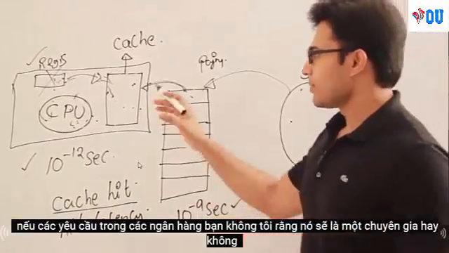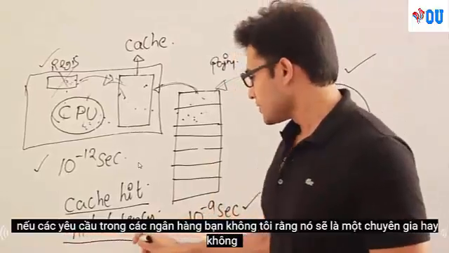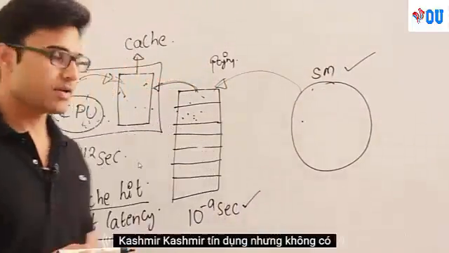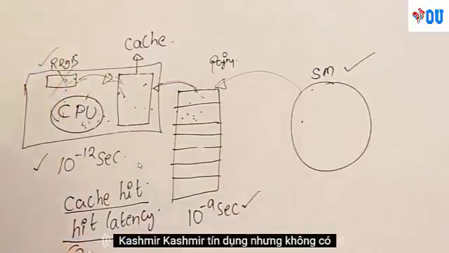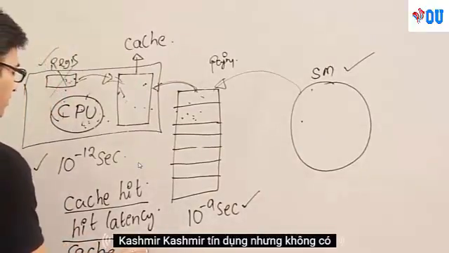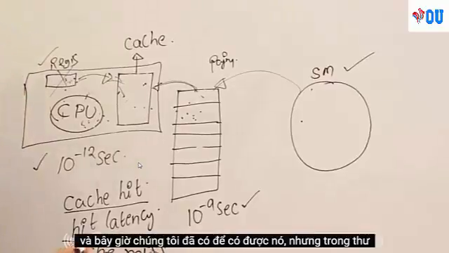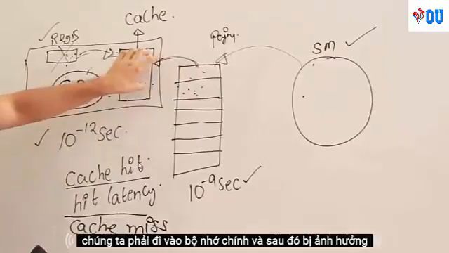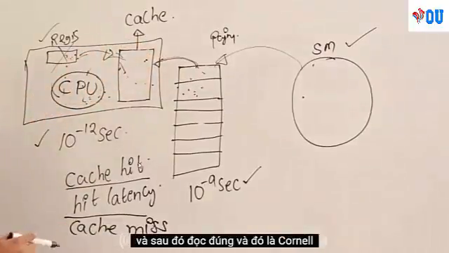In case the required element, either instruction or data, is not present in the cache, it is called a cache miss. Cache miss means the required element is not there. Now in order to get the required element, we have to go to the main memory and then fetch it and then read it, right?